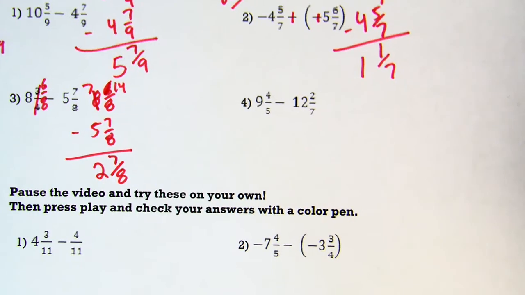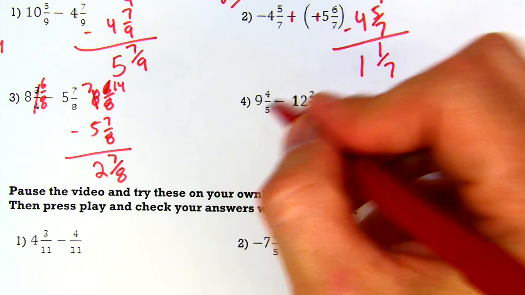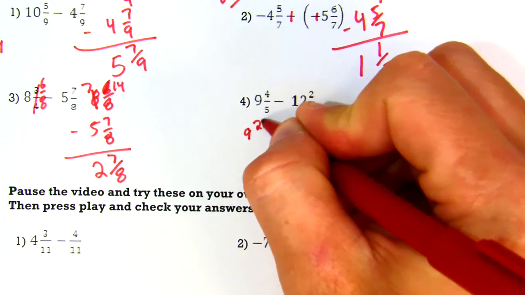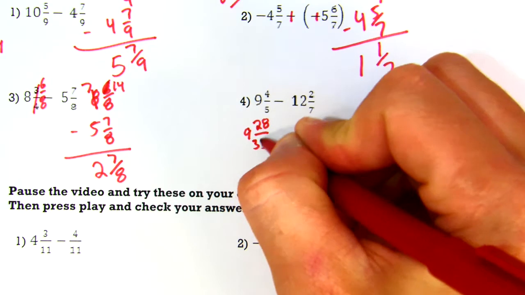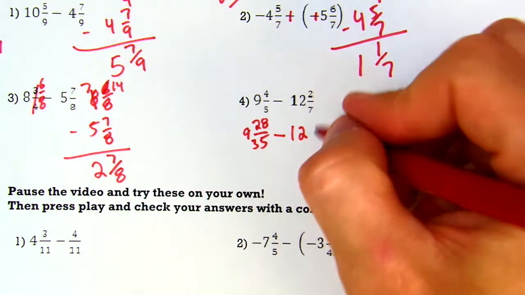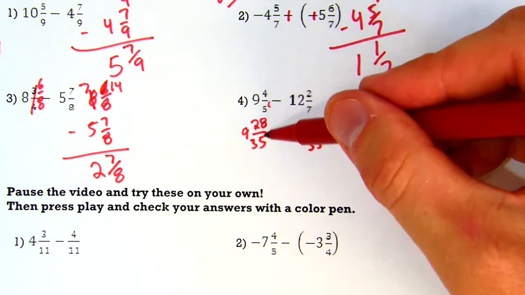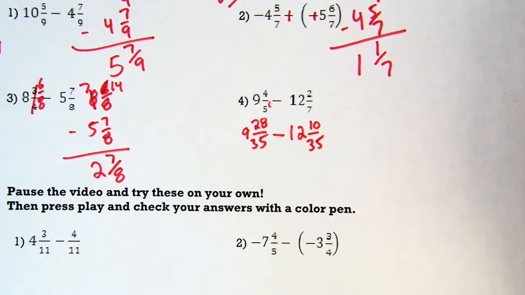Alright, number 4. I do not have a common denominator, so let's go ahead and do that first. Looks like my common denominator for 5 and 7 is going to be 35, so it actually is 9 and 28/35 minus 12 and 10/35. I had to multiply this one by 7 and this one by 5.